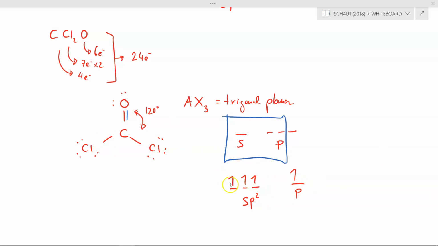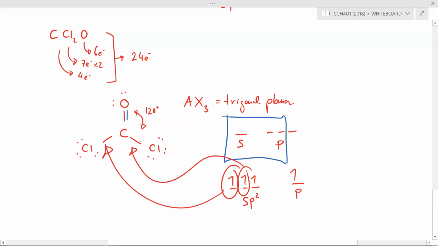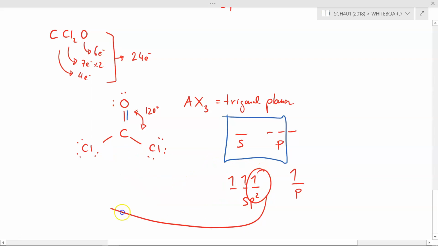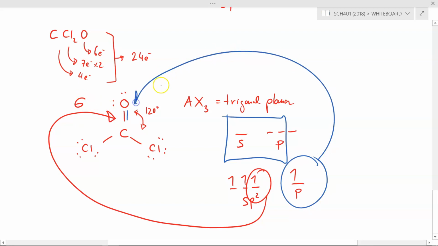Alright, so 2 of these hybrid orbitals belong here and here. This 3rd hybrid orbital will be used as a sigma bond inside the double, while this unhybridized p orbital is going to be the pi bond inside the double bond. Alright, so everything matches up. Thus, this carbon is sp2 hybridized.